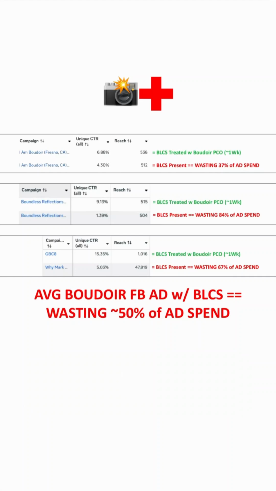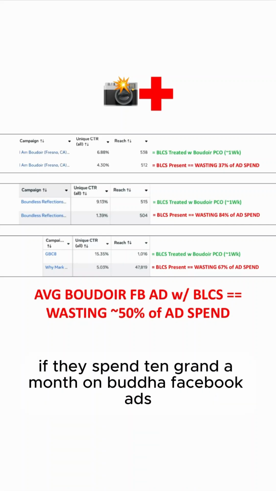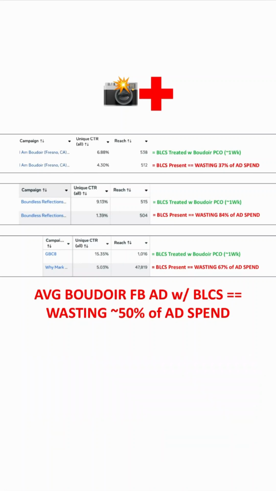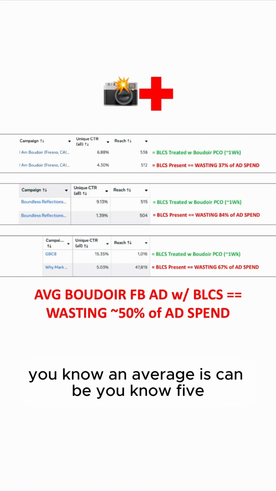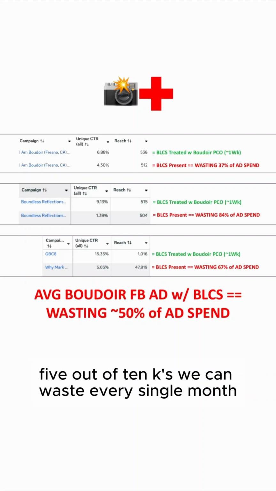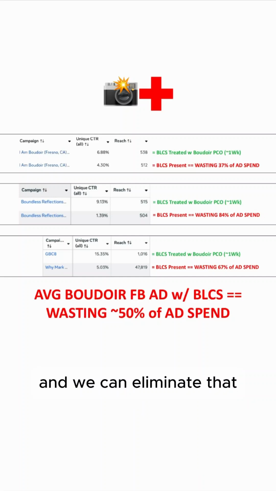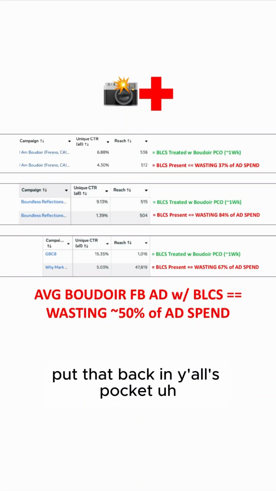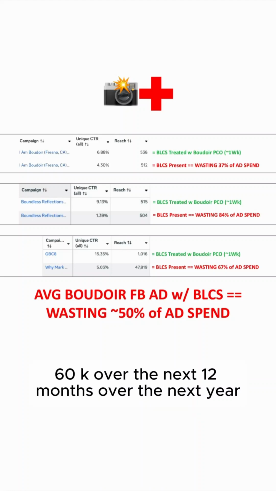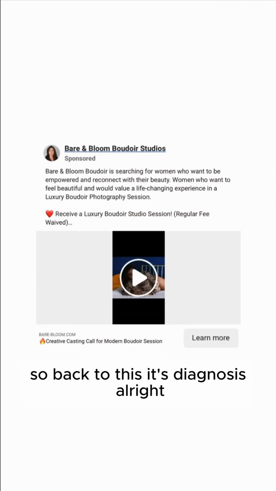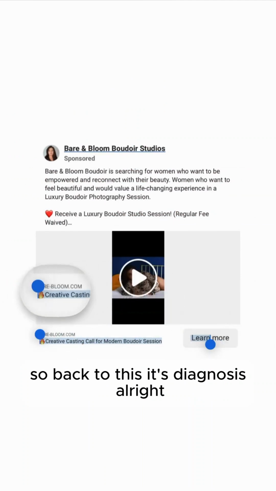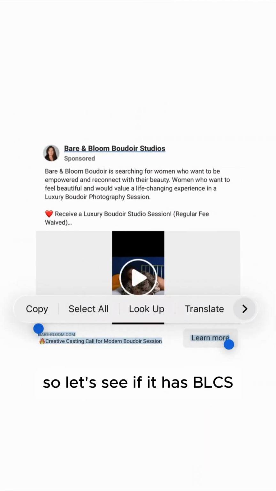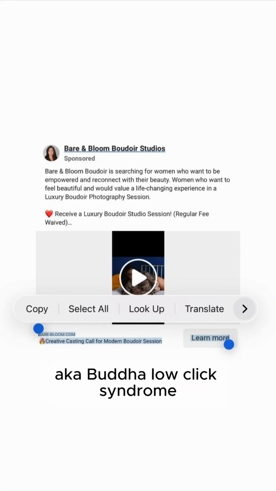So if they're spending 10 grand a month on Boudoir Facebook ads, on average, five out of 10K is being wasted every single month, and we can eliminate that, put that back in y'all's pocket, approximately 60K over the next 12 months, over the next year. So, back to this. Let's diagnose this. All right, so I'm going to see if we believe it has BLCS, aka Boudoir low click syndrome.